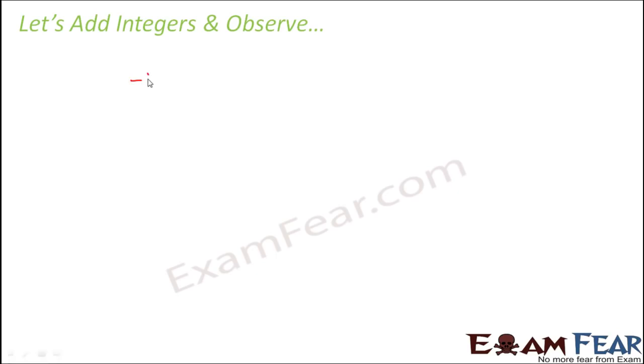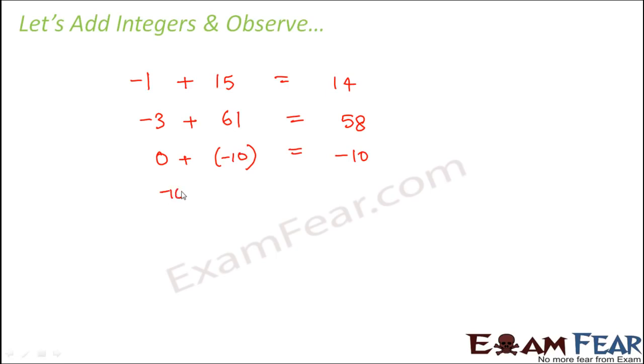So let's randomly pick up any integer. Let's say -1 is an integer plus 15 is another integer. So this is 14. You add -3 to 61. What do you get? You get 58. You add 0 to -10. What do you get? You get -10. You add -10 to -3. What do you get? You again get -13.